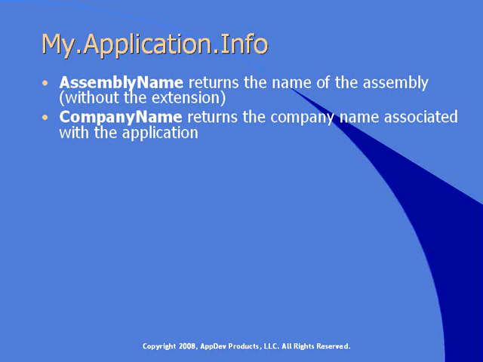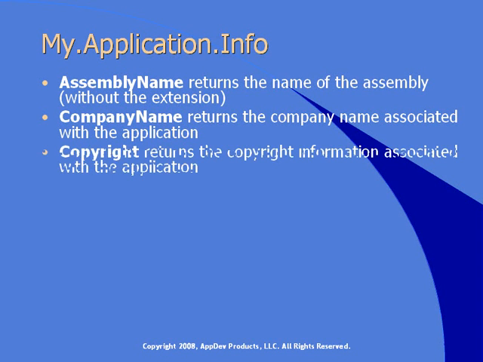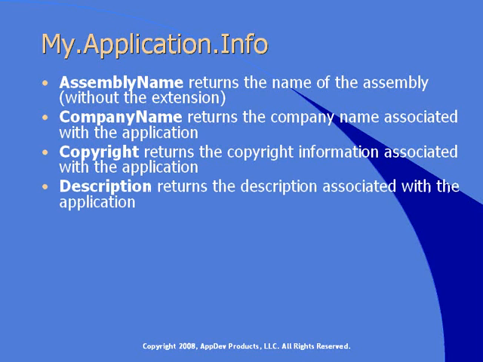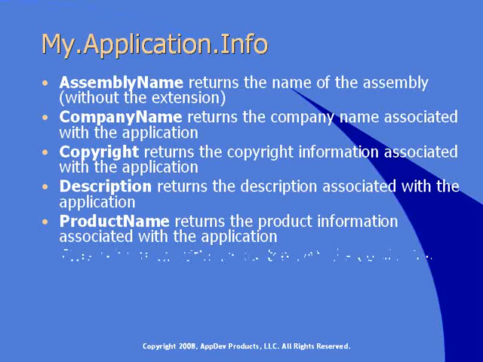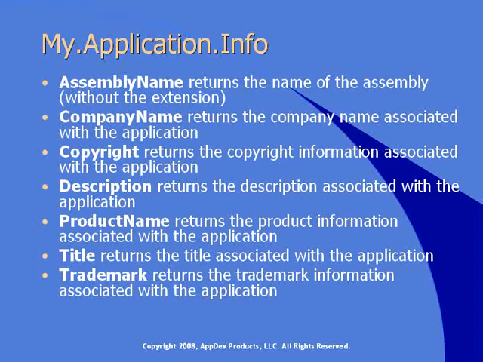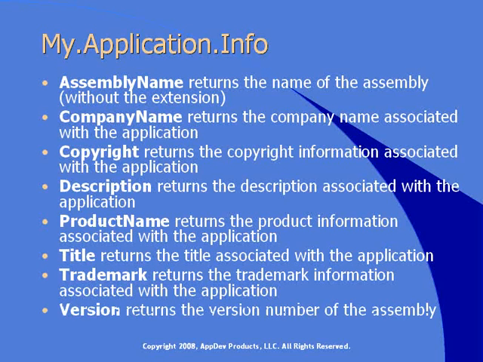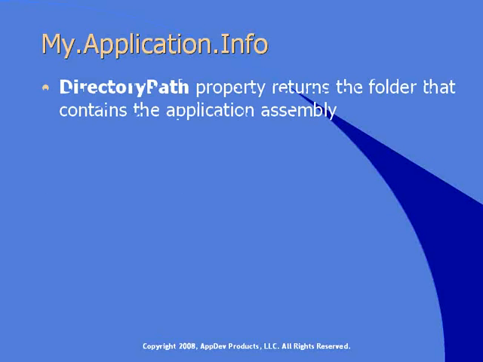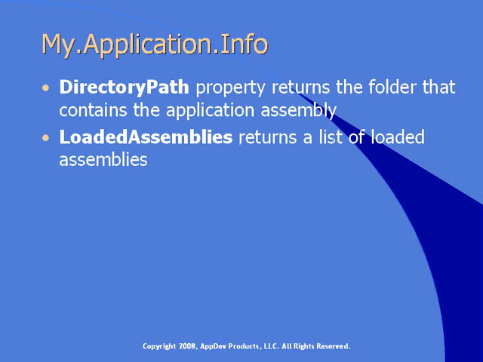You can get the company name, the copyright, the description, the product name, the title, the trademark, the version. All of this information can be entered in the assembly information dialog, and all of it can be retrieved at runtime using My.Application.Info. You can also get the DirectoryPath, which tells you where the application is running in. LoadedAssemblies will return a list of loaded assemblies.